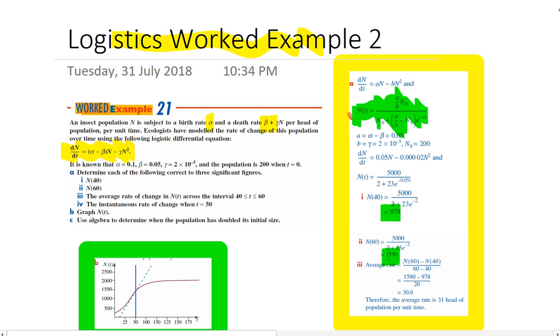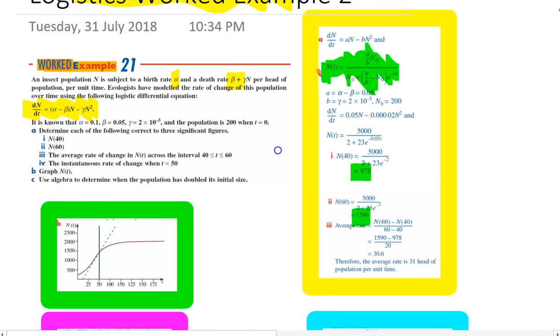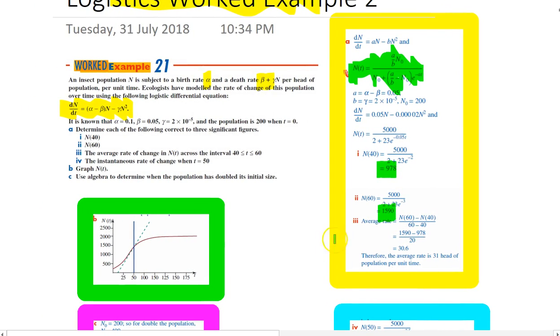The only thing that's a little bit different here is the average rate of change across the interval 40 to 60. But this is something that you've done in, I want to say, year 11 Maths B. The average rate of change will be equal to N60 minus N40, so the population at 60 minus the population at 40, over the time it takes to get between those, which is 60 minus 40. So the average rate of change is 31, or 30.6.